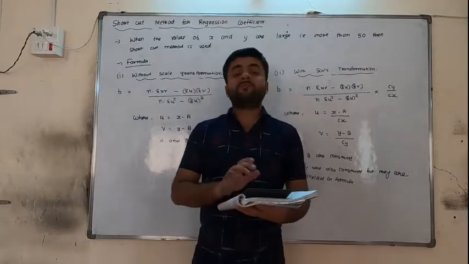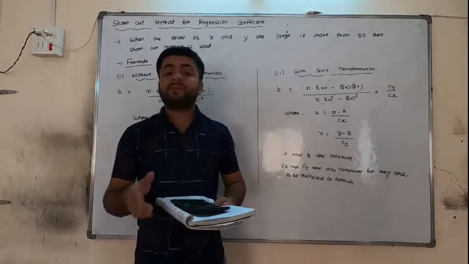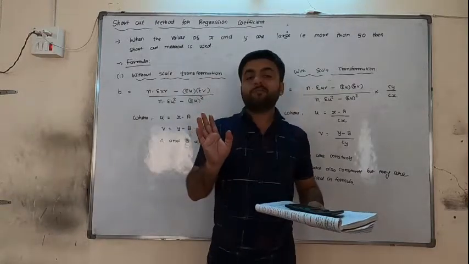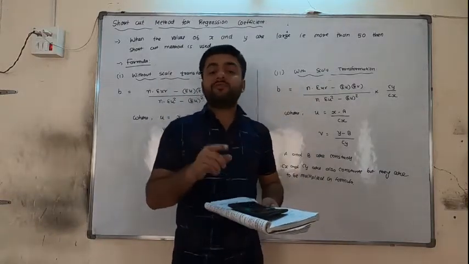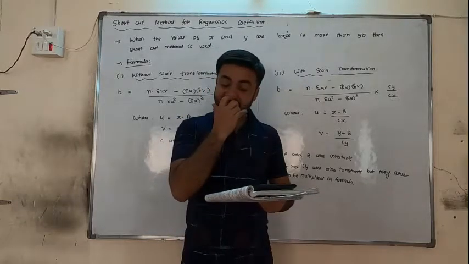Now the values are small. XY can be used, but XY is not to be used because we are having decimal places. So we have to use UV with scale. Okay, fourth question.